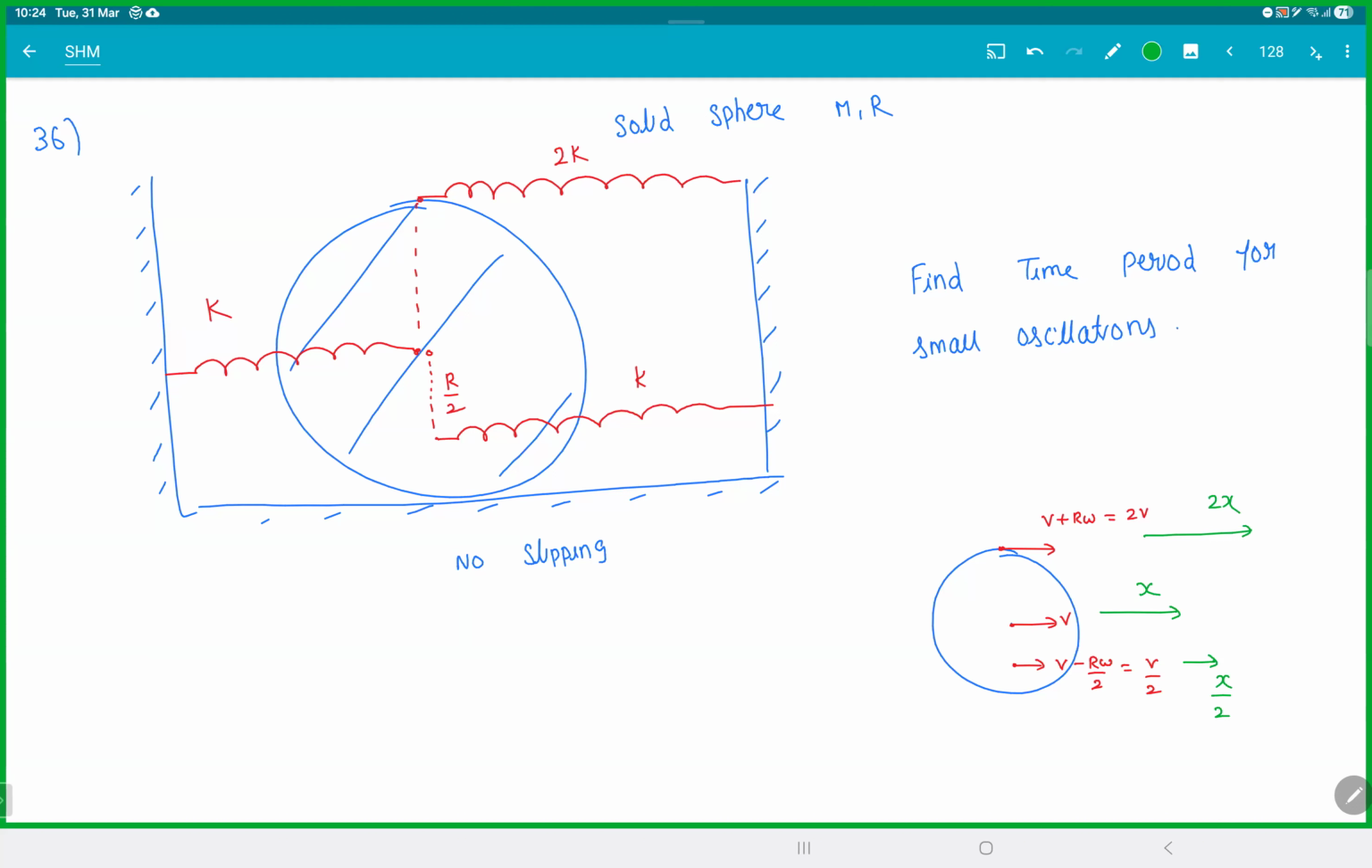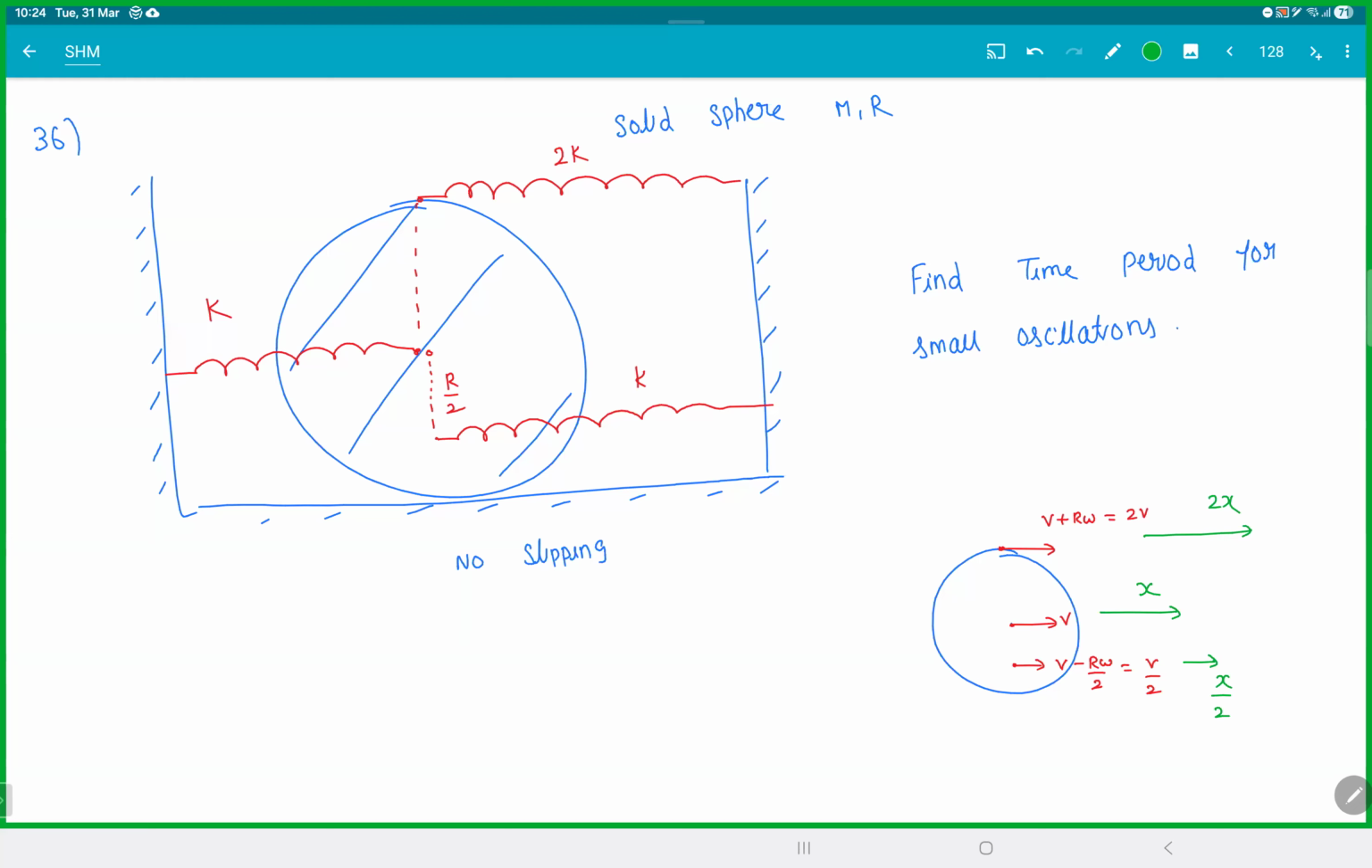2 pi root 8m by 185. Okay, I don't know the answer. Let's see. Seven k by m. Okay, let's see. But I hope this idea was clear.